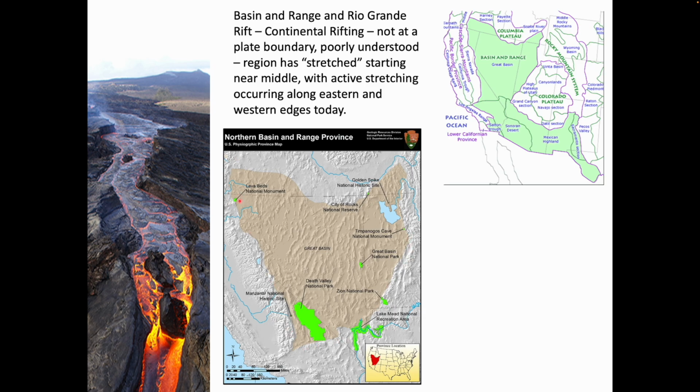Most of the active stretching in the Basin and Range today occurs along its perimeters, here in Eastern California, called the Eastern California Shear Zone or the Walker Lane, and then here in Utah, which is not the Walker Lane, this is the Wasatch Front, where we have a ton of earthquakes and high seismic activity.